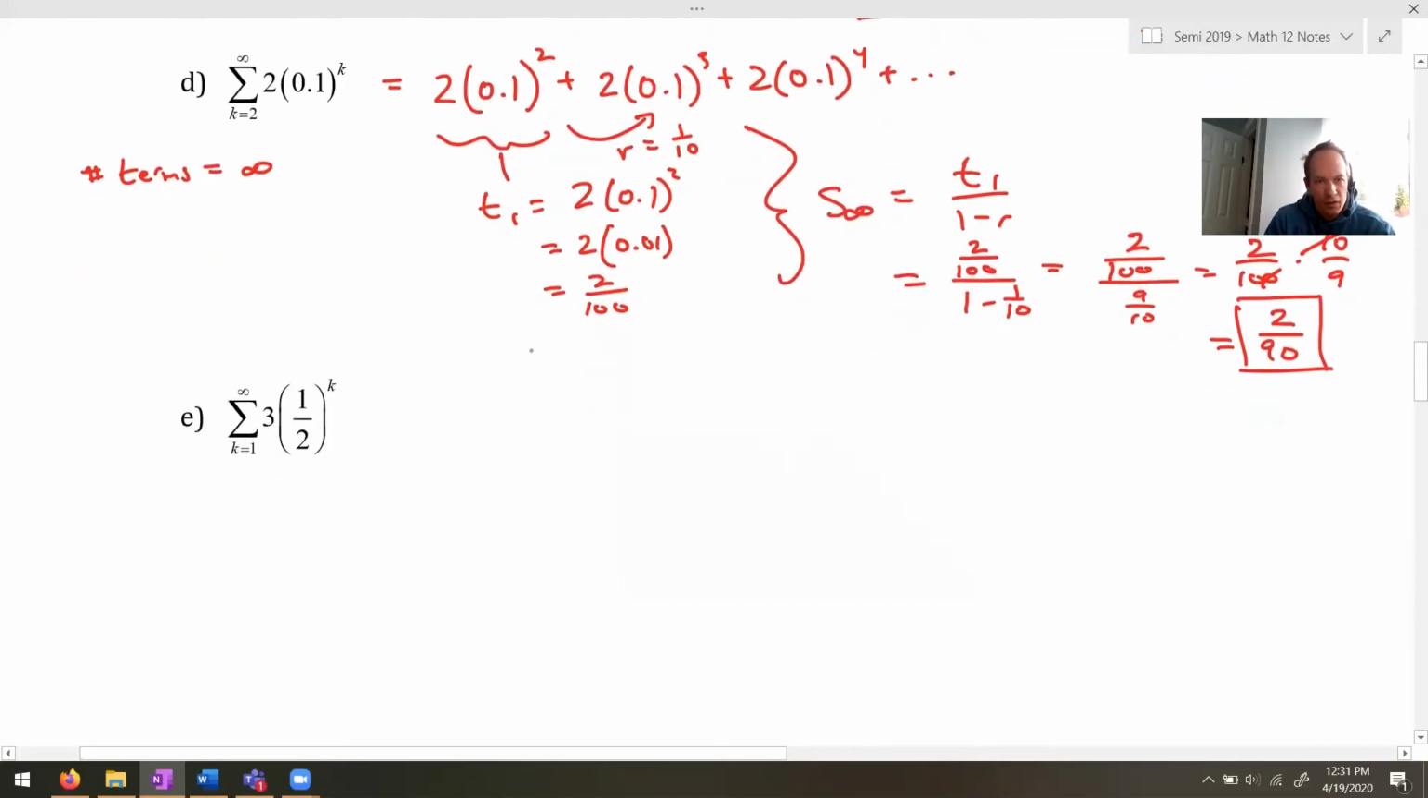Okay, last one here, pretty similar to the other ones. If you have not sat and tried to actually do one of these yourself, definitely pause it and try this yourself.